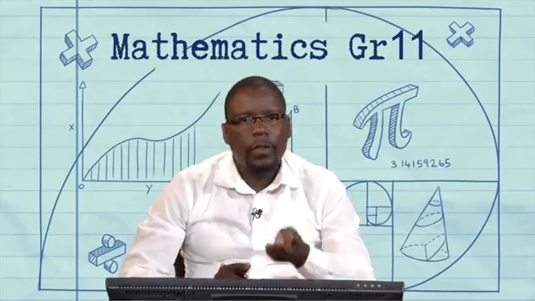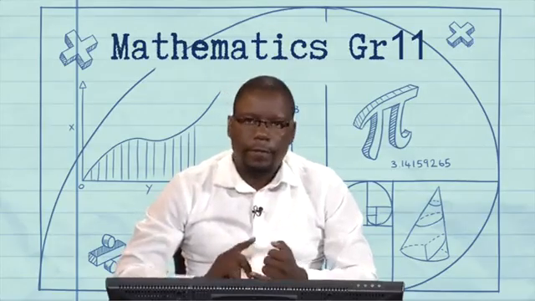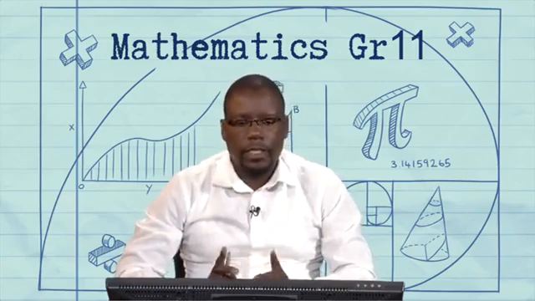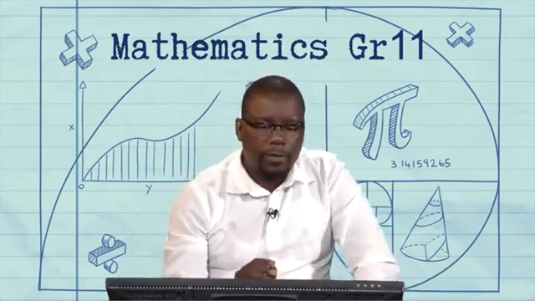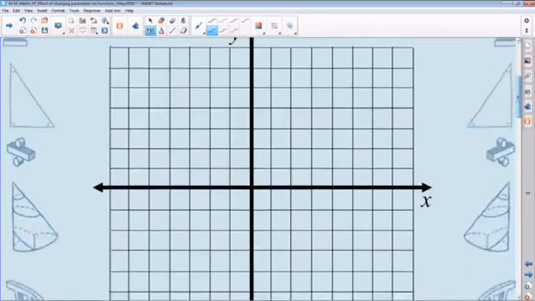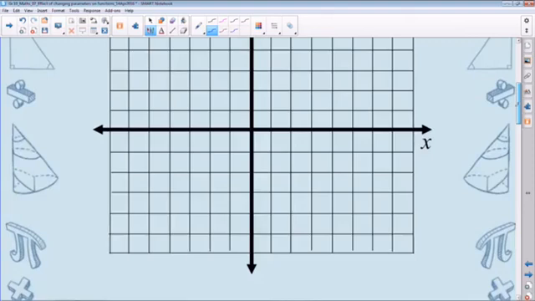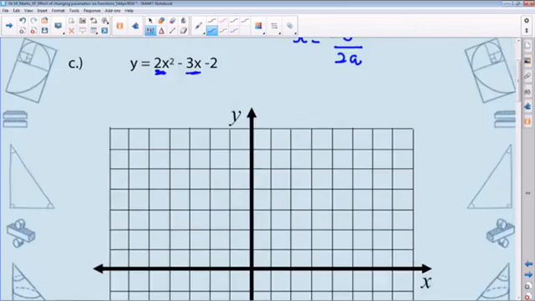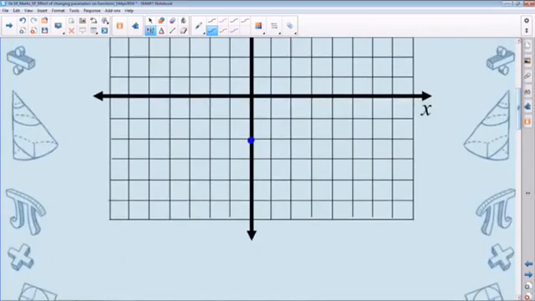All right, guys, those three things. First one, y-intercept, which is easier. For the y-intercept, you make x 0. And then if you have x equals 0, it means that your y is minus 2. So x is 0, and y is negative 2.